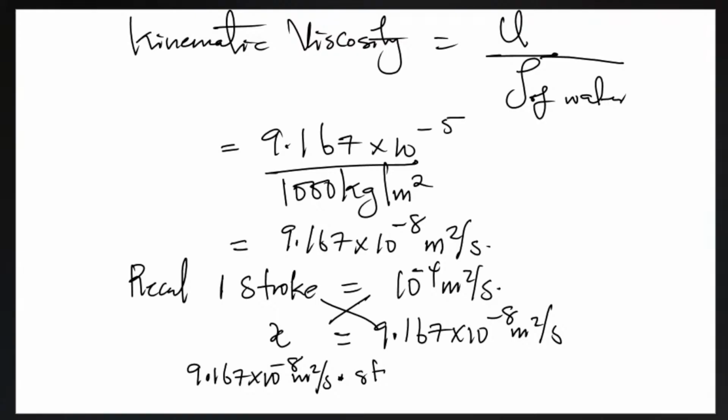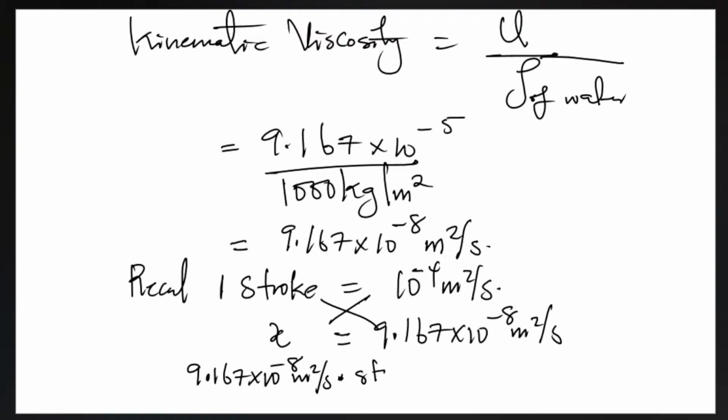9.167 times 10 raised to the power of minus 4 strokes. So the value for your kinematic viscosity will simply be 9.167 times 10 raised to the power of minus 4 strokes. So you've succeeded in calculating your dynamic viscosity, which is in poise, and your kinematic viscosity, which is in strokes. Now let's take some other examples for more clarification.